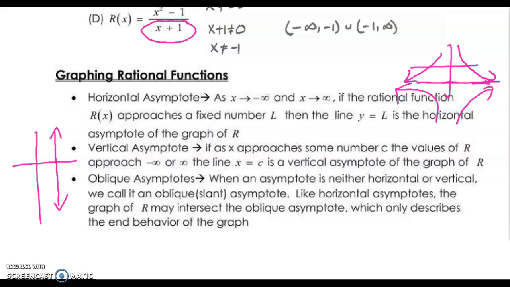So normally you have a horizontal and a vertical. So let's say you've got a horizontal and a vertical. It'll be approaching it this way and this way, for example. Okay.